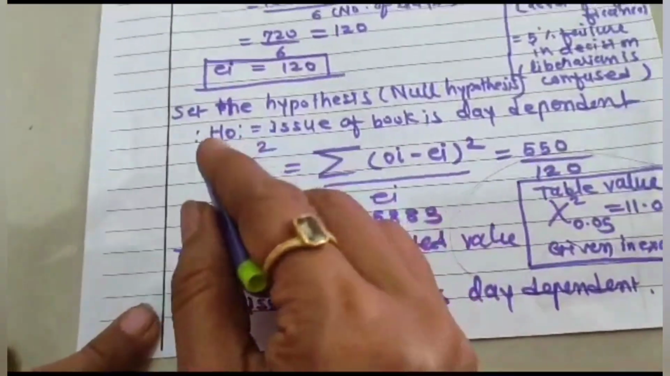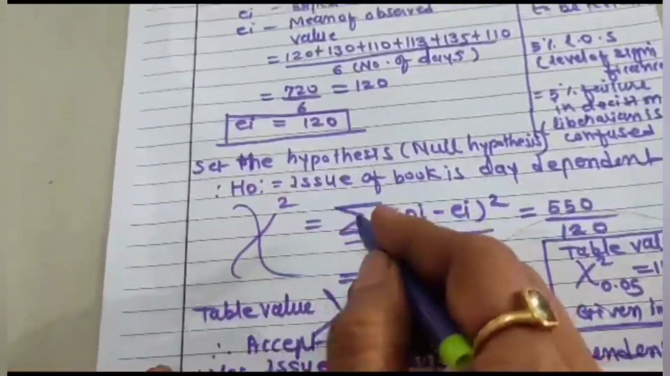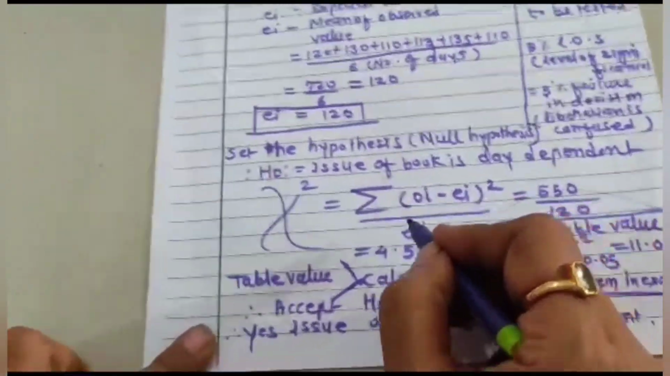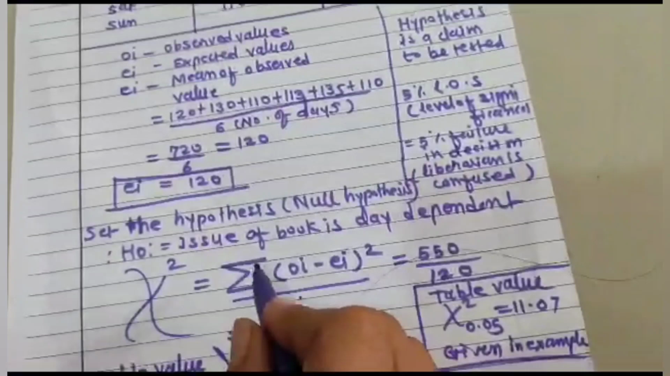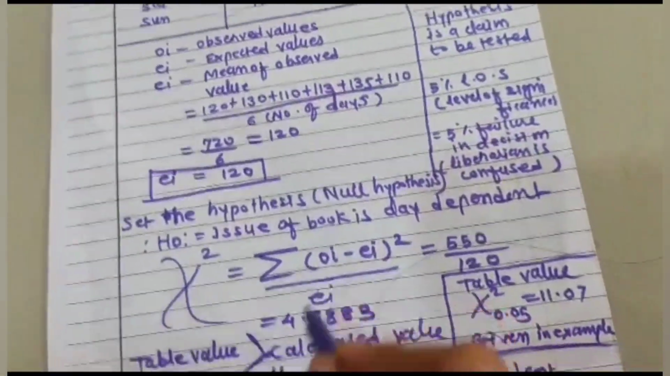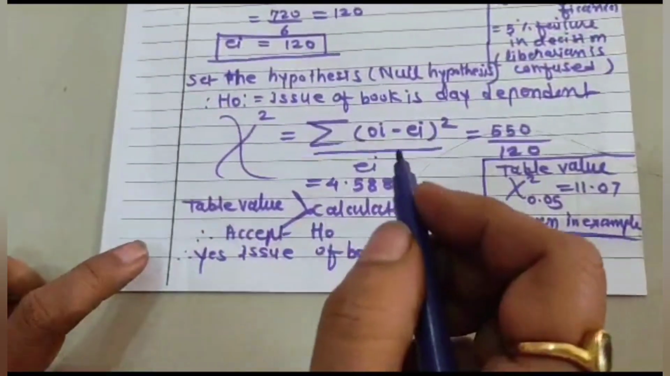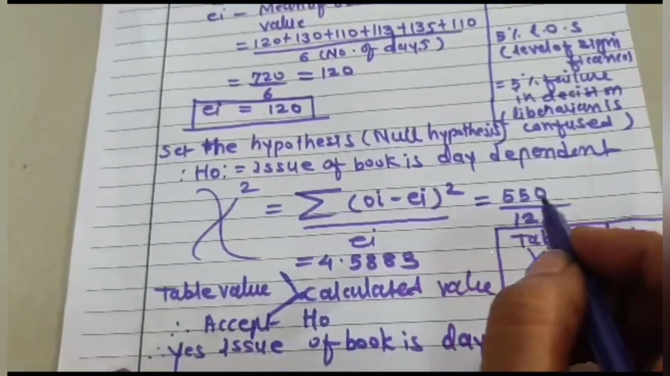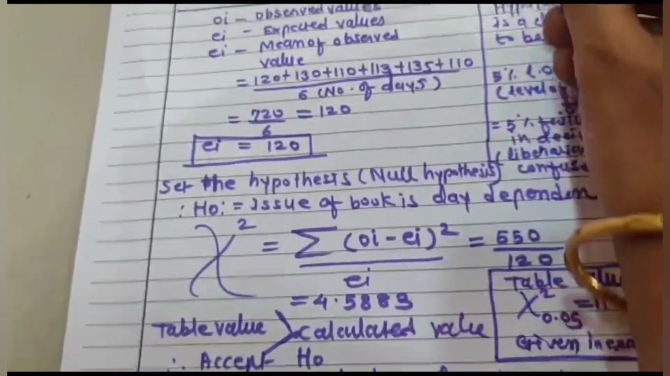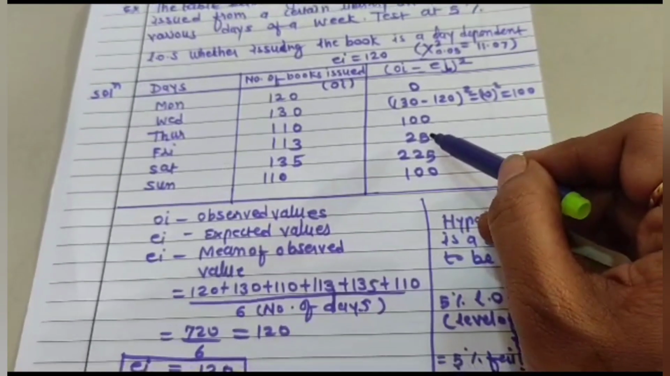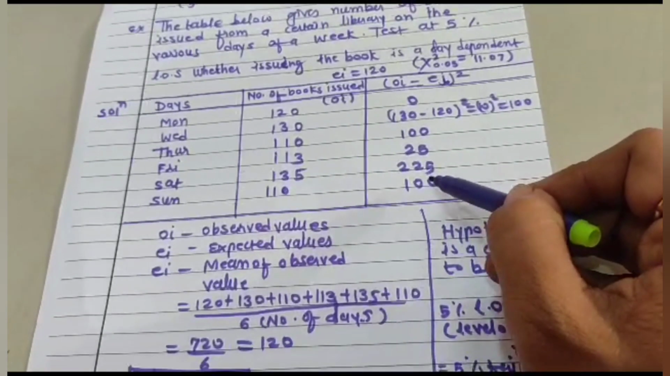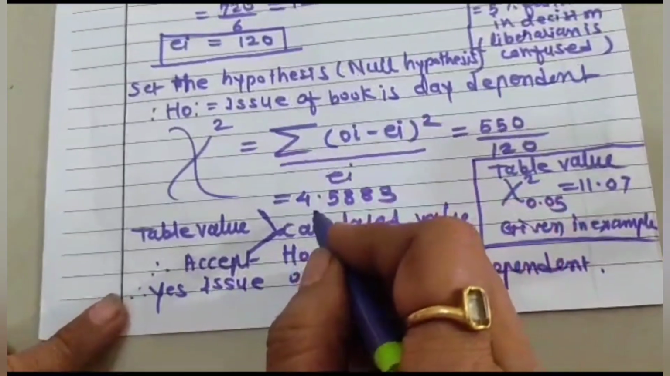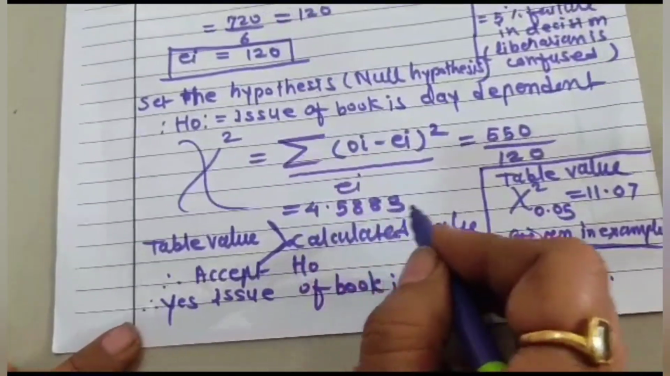Now there is one formula for the chi-square test. Chi-square equals summation of (OI minus EI) square, divided by EI. This summation is for the top values, not for the bottom. Summation means we have to take the addition of all these: 0 plus 100 plus 100 plus 25 plus 225 plus 100, and EI equal to 120. If we use the calculator, we get chi-square as 4.5883.